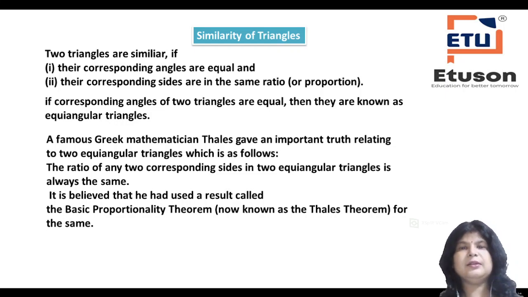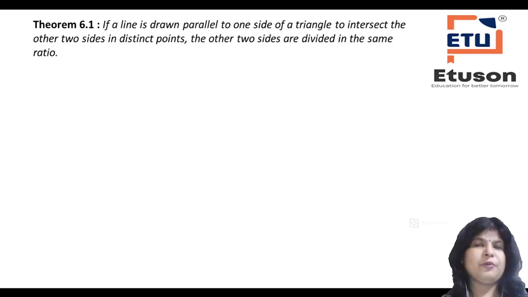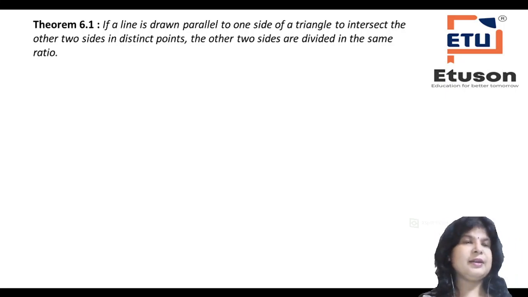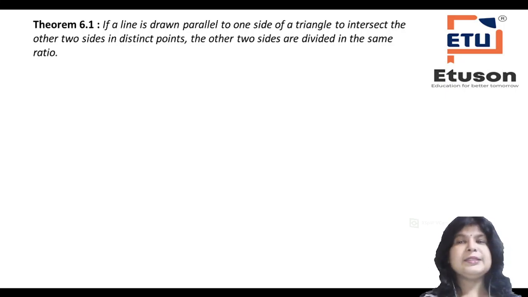So let us learn the theorem now. This is theorem 6.1. If a line is drawn parallel to one side of a triangle to intersect the other two sides in distinct points, the other two sides are divided in the same ratio. Okay. So if a line is drawn parallel to one side of a triangle to intersect the other two sides in distinct points, the other two sides are divided in the same ratio. So let us understand this theorem.